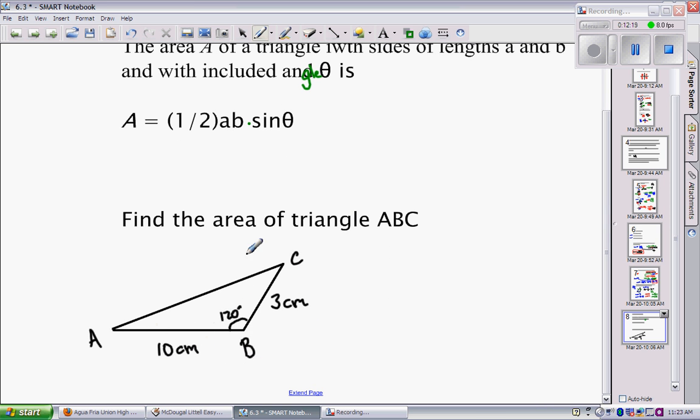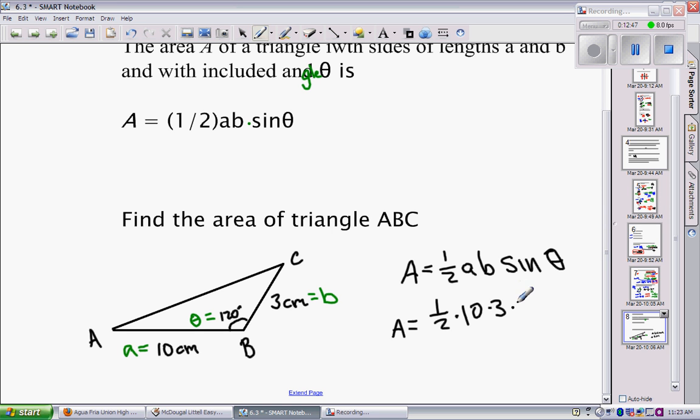So we have our given triangle ABC. We have two side lengths, 10 and 3, so a and b. And then we have theta being 120. So we can plug it into our formula. A equals 1/2 ab sine theta. So A equals 1/2 times 10 times 3 times the sine of 120. 1/2 times 10, that's 5, times 3 is 15.